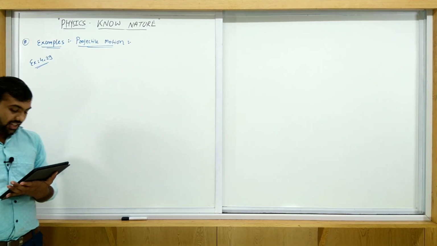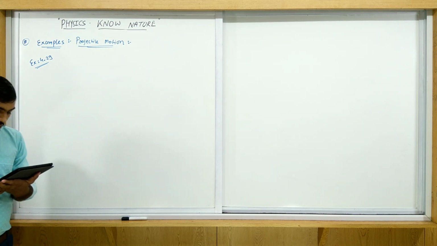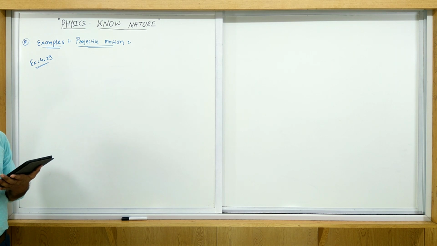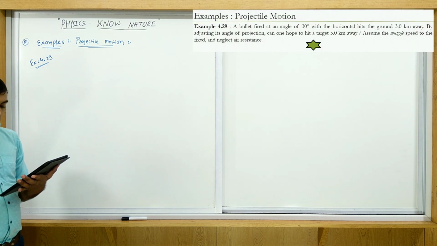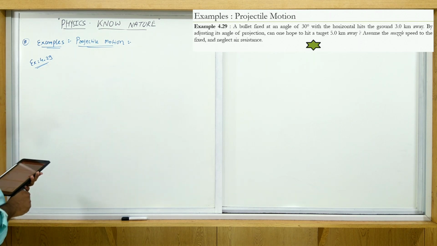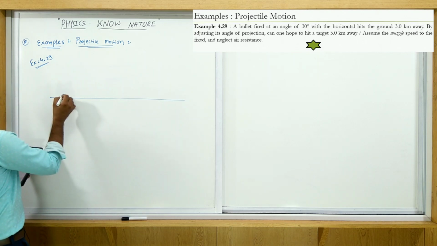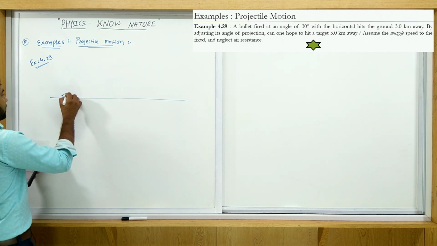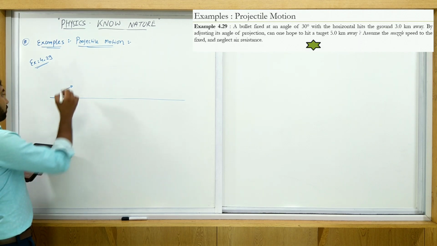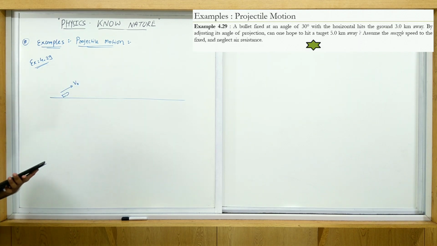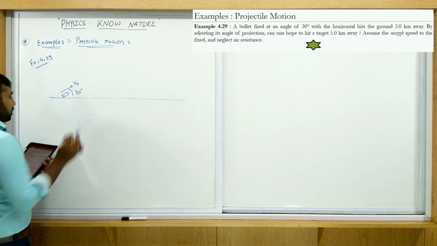Okay guys, next example number 4.29 from the textbook. A bullet fired at an angle 30 degree with the horizontal to hit the ground 3 km away from it. So the situation is like this. Suppose that is a ground. The bullet is fired from somewhere here with some speed v naught. It is not given, so you just consider anything, and at an angle 30 degree.